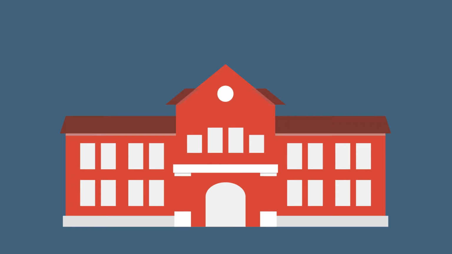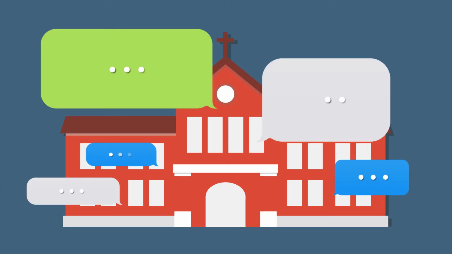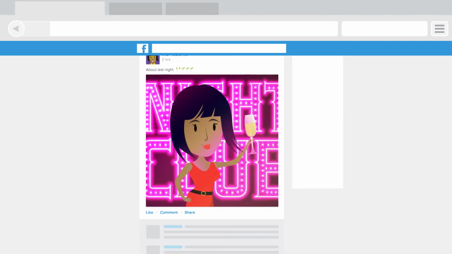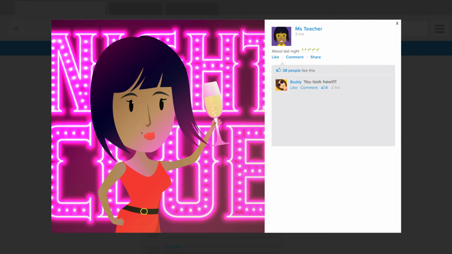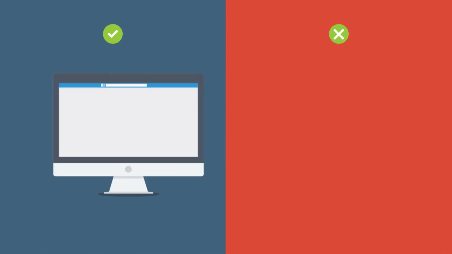There's great potential for the use of social media in school communities to achieve educational outcomes and as a means of communication. However, it's really important to understand there are also risks when using social media in a professional or personal setting, and it's important to be aware of ways to use social media safely. Now let's have a look at some do's and don'ts.